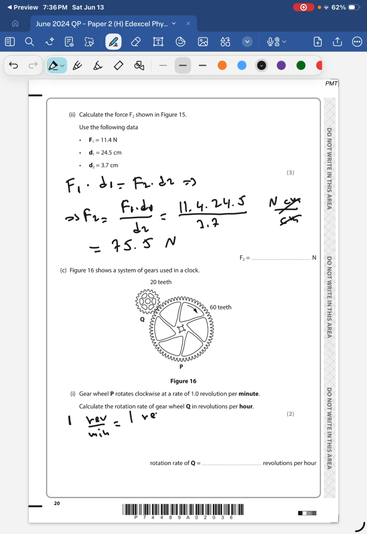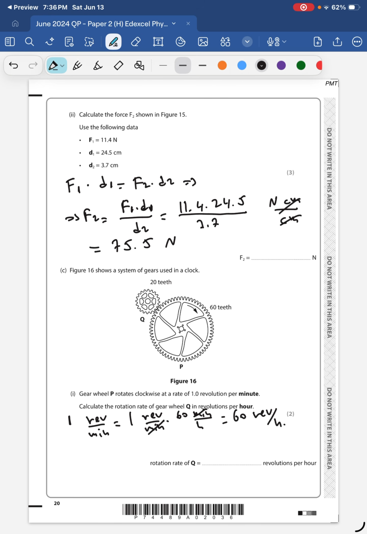So we can write it as 1 rev per minute times 60 minutes per hour. Okay, so we get 60 revolutions per hour.